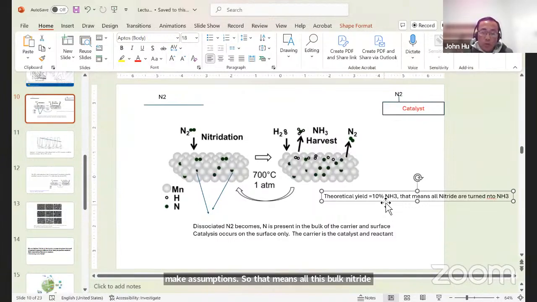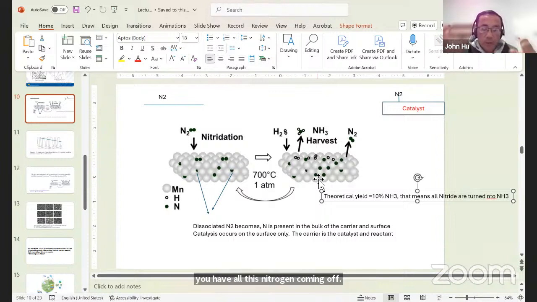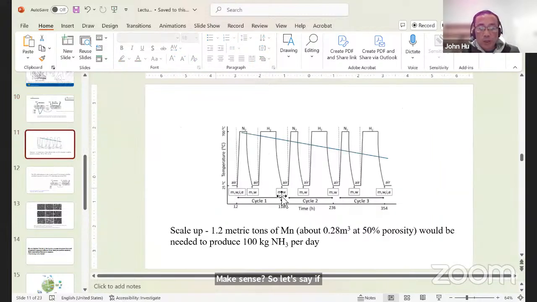So what's the problem? Keep in mind, I think you just asked a very good question. So this is a bulk reaction. This is the morphology change, all right? Nitrogen actually exchanges the position with oxygen. They form a structure in there. Actually, they support the morphology structure. You have all this nitrogen coming out, the structure collapses, all right? Because you don't have any supporting material. Make sense?